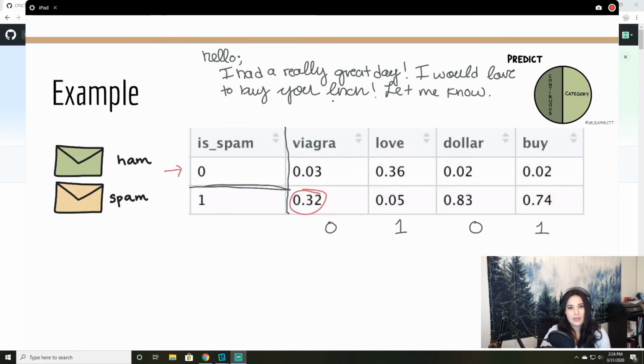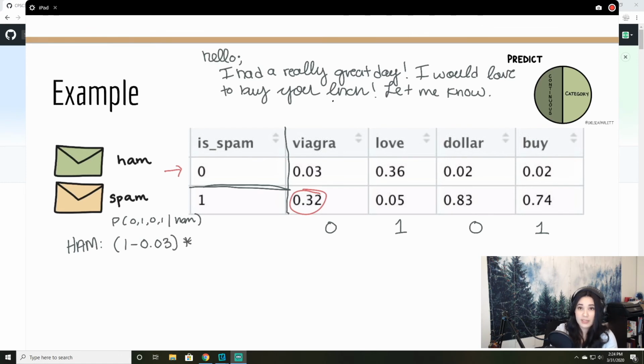Okay, let's calculate the probability that this email is a ham or a real email. So I'll write it down here, ham. The first thing we have to do is calculate the probability of 0, 1, 0, 1, and that's whether or not it has all those words, given that it's a ham email. So for Viagra, the probability of not seeing the word Viagra in a ham email is 1 minus 0.03. And then times the probability of seeing the word love, which is 0.36.